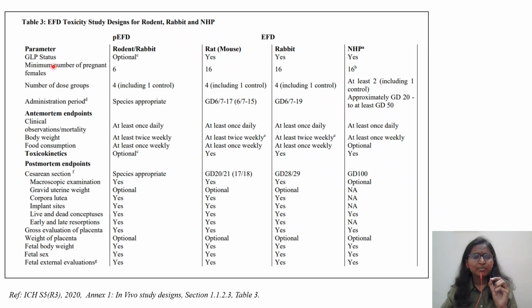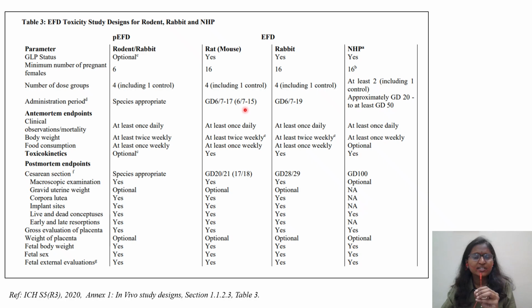Under parameter, you will have the minimum number of pregnant females you have to count after exposing to the chemical and mating with the male. How many females are pregnant? Then the number of dose groups: low dose, mid dose, high dose. The administration period during gestation, GD 6 to 17, 6 to 18, is again very, very important. In the rat it is 6 to 17 or 7 to 17, or certain times 6 to 15 or 7 to 15.